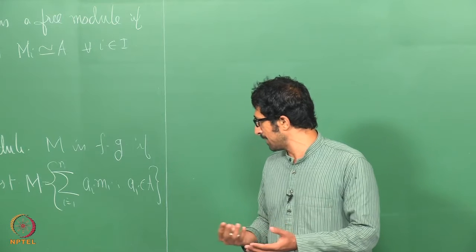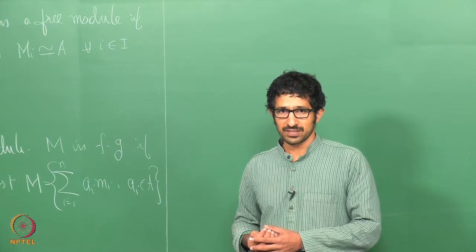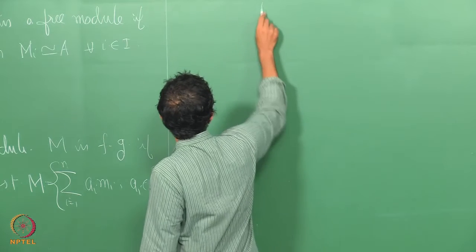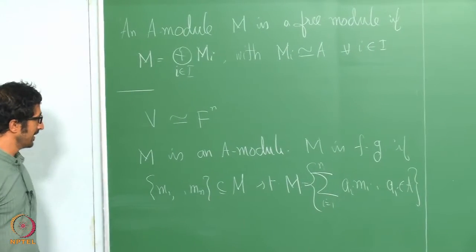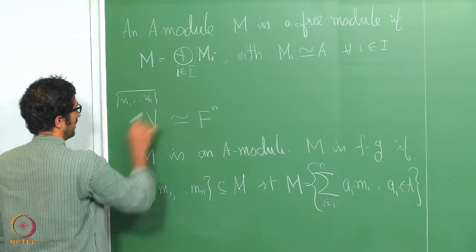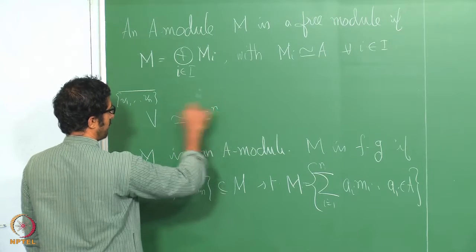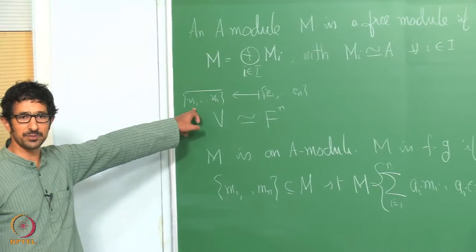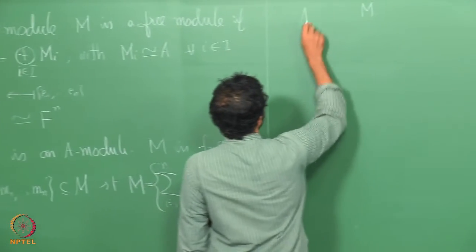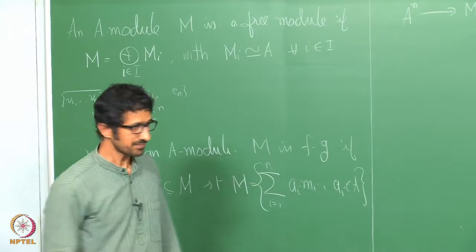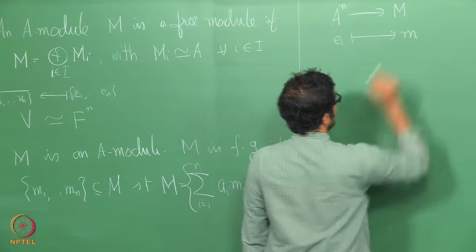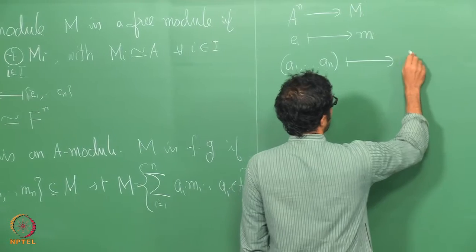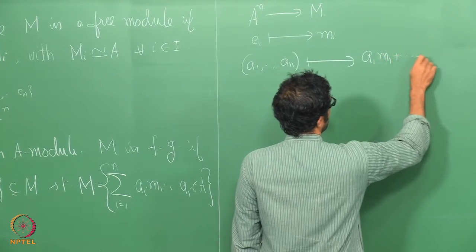think of some linear maps or homomorphisms, from where to where? Here we could think, given a basis V1 up to Vn, we usually define a map from Fn to V, with Ei the standard basis being mapped to this basis. So, here again similarly one can think of a map from An to M, with Ei being mapped to Mi, or in other words, any n tuple A1 up to An is being mapped to A1 M1 plus etc. An Mn.